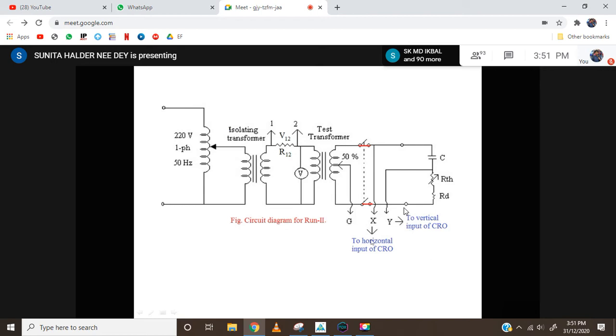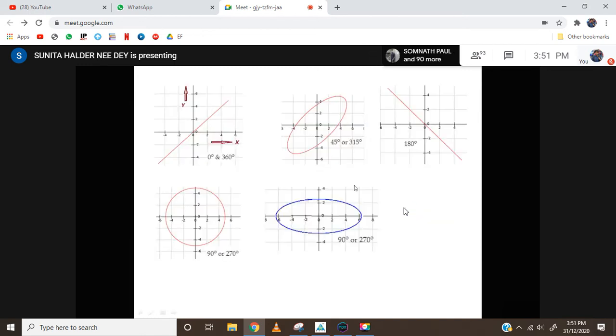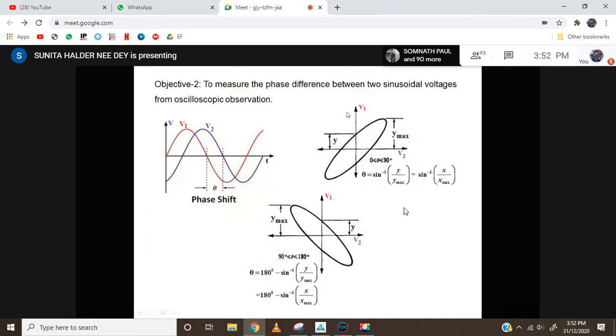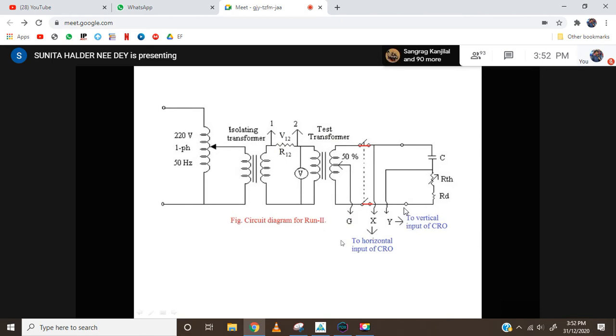Now you see, the X terminal we are connecting to the horizontal input. I have written input because in the instruction manual it is written input, and Y to the vertical input. So we always measure the phase difference of the vertical input with respect to the horizontal input. Theta is the angle of V1 with respect to V2, right? So here, whatever theta is, that will be the angle of VGY with respect to VGX. Understood? Okay. Yes, ma'am. Now there is no function of V12 here.